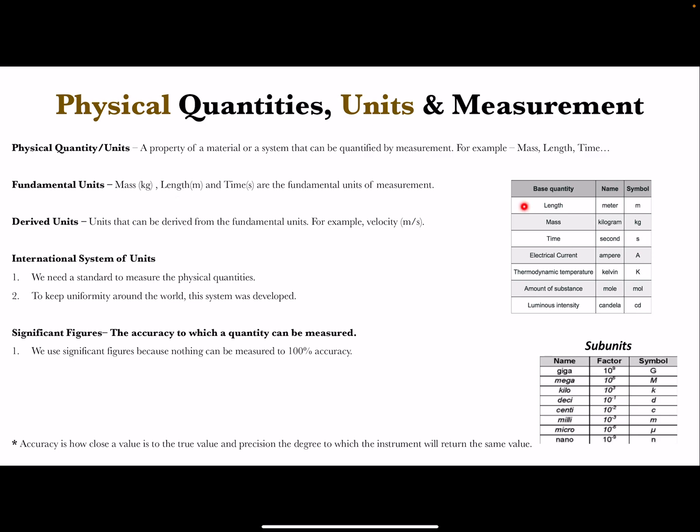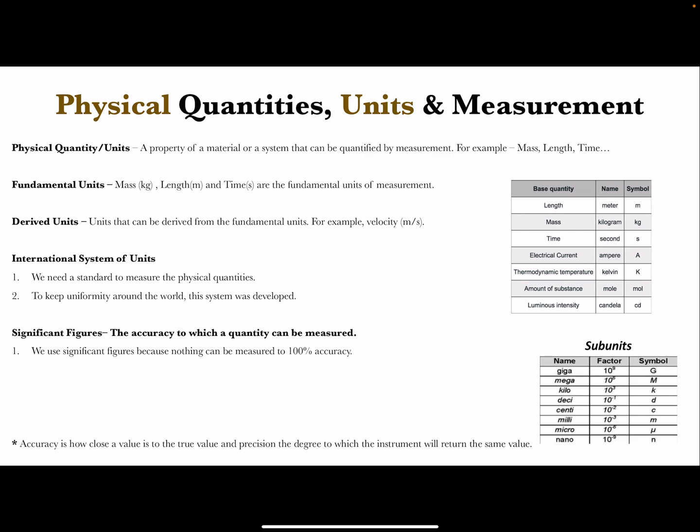Now, this is a table that you should probably memorize. In the exam, you'll be given a base quantity, and you'll be asked what it stands for and what the SI unit for one of these quantities is. So this is memorization. Okay.